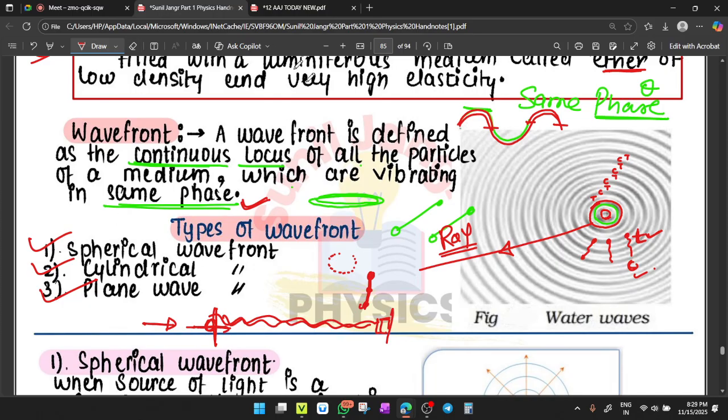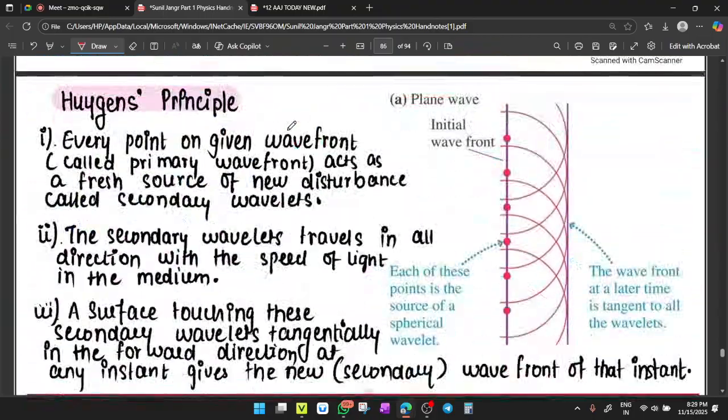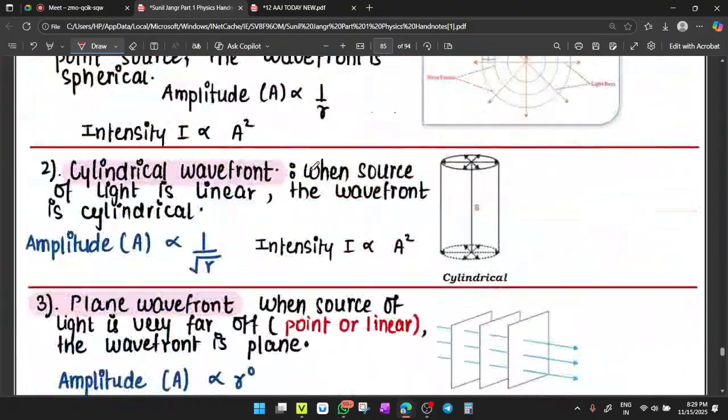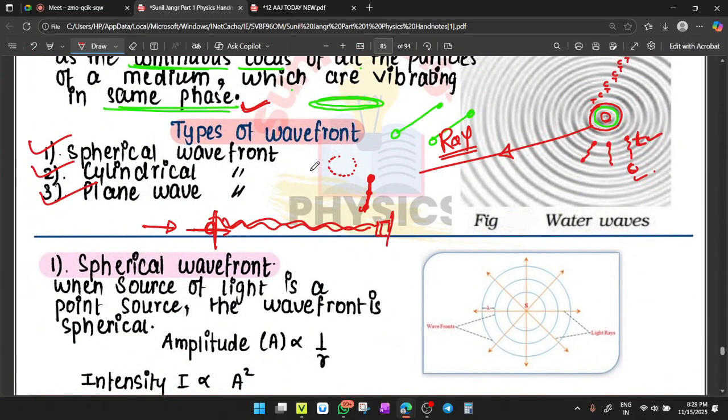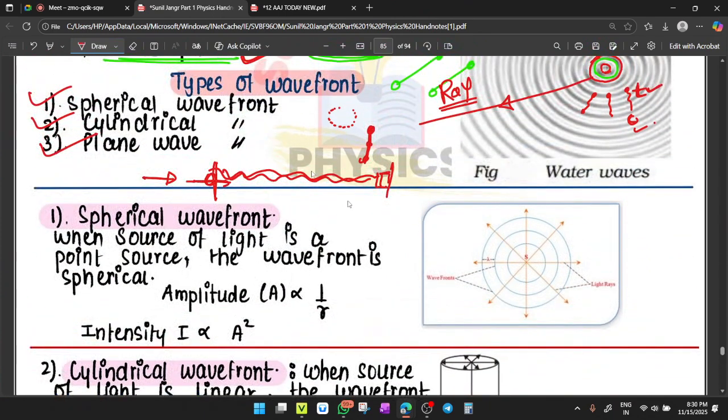Yes. Spherical wavefront. So three types of wavefront are there: spherical wavefront, cylindrical wavefront, and plane wavefront. Remember, rays of light are always perpendicular to the wavefront. Yes. What is a spherical wavefront?